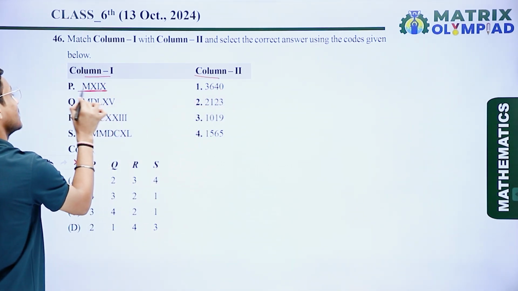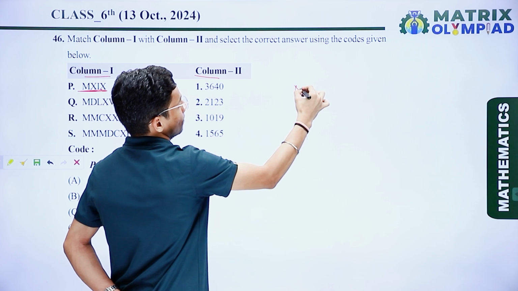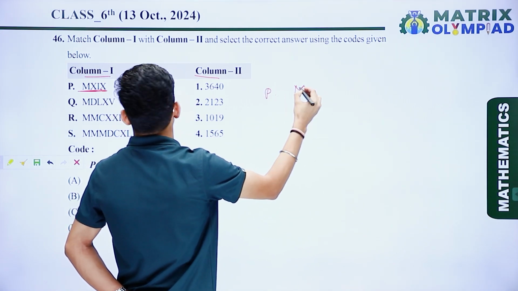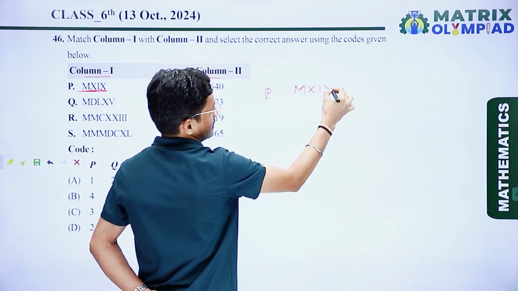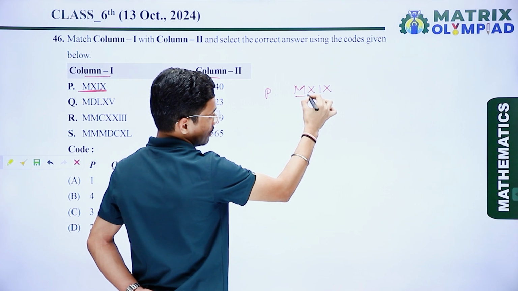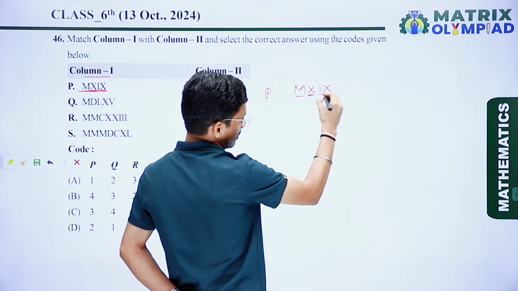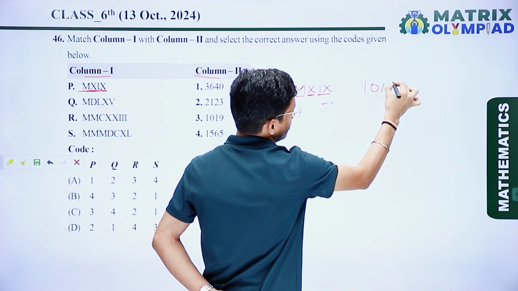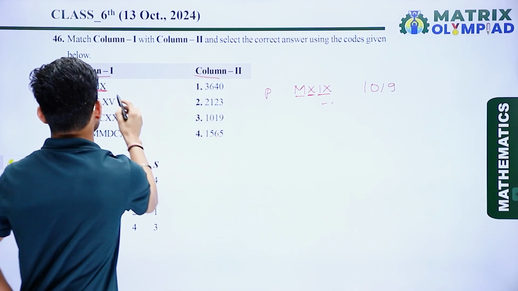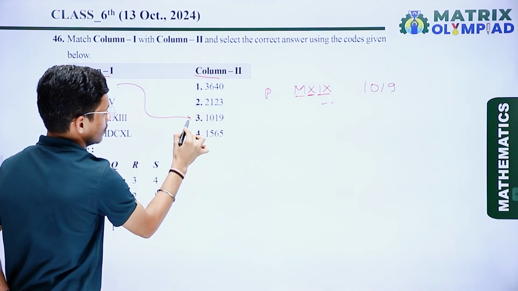So here column 1, that is P, is M X I X. M means 1000, X is 10, and IX is 9, so I can say that 1019. So check 1019. So P is connected to 3rd.